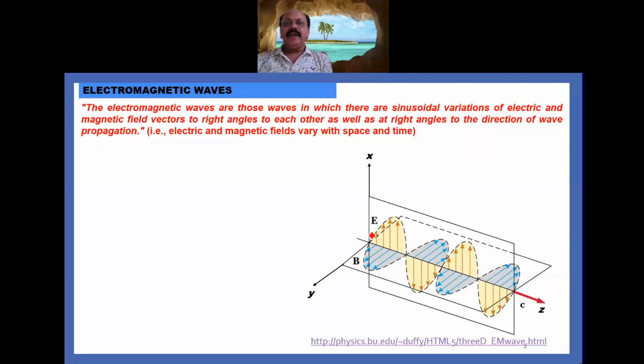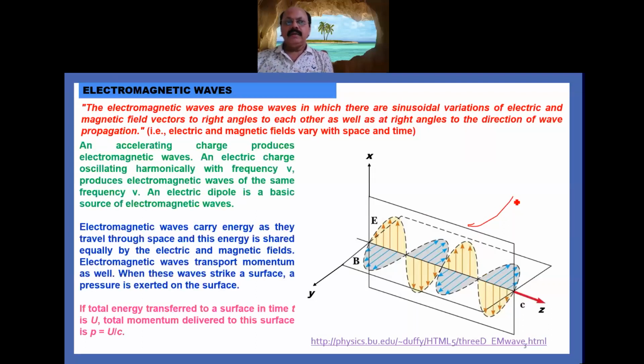You can see here in the diagram, the electric field variation is along the x-axis and the magnetic field variation is along the y-axis, and the direction of the wave propagation is along the z-axis. So it is very clear that electromagnetic waves are those waves in which there is a sinusoidal variation of electric and magnetic fields which are perpendicular to each other, that is, at right angle to each other, as well as perpendicular to the direction of the wave propagation, that you can see here in this diagram.